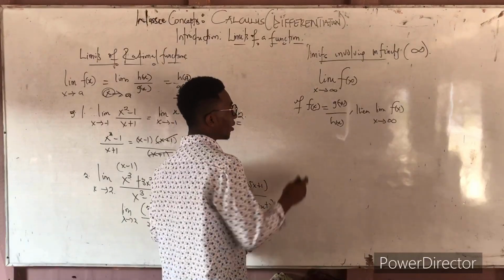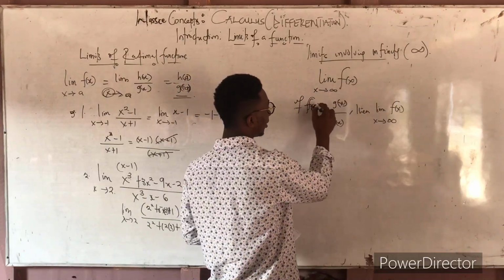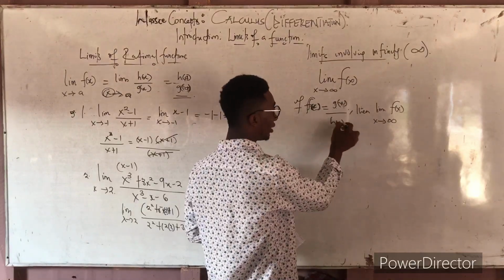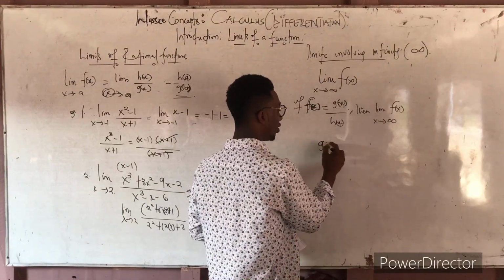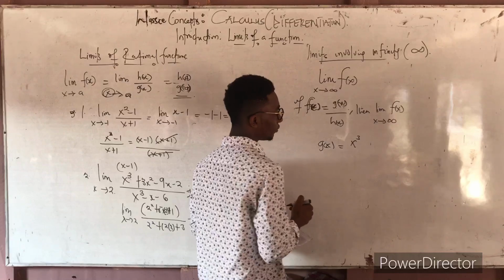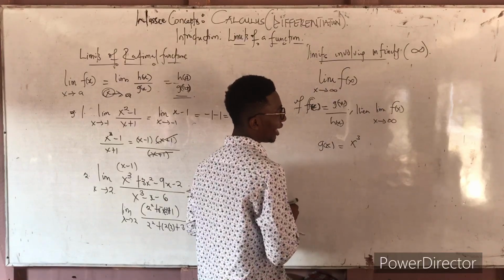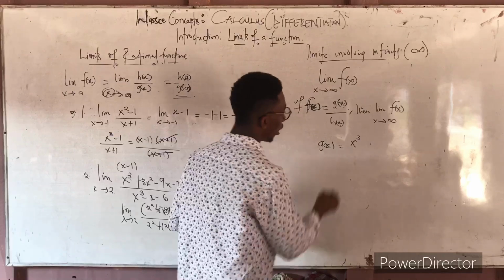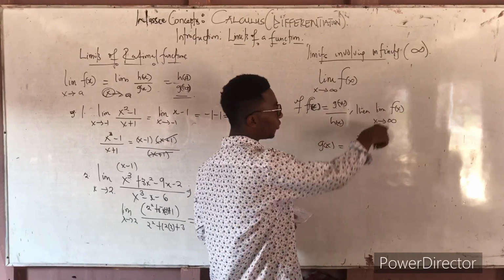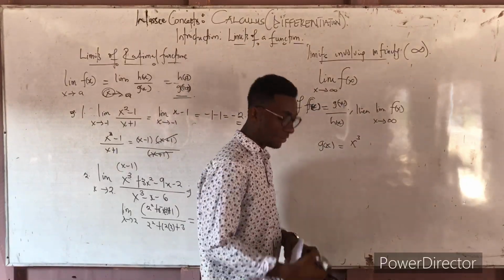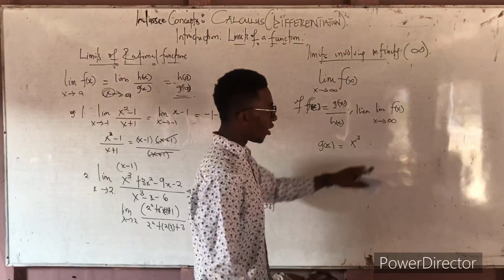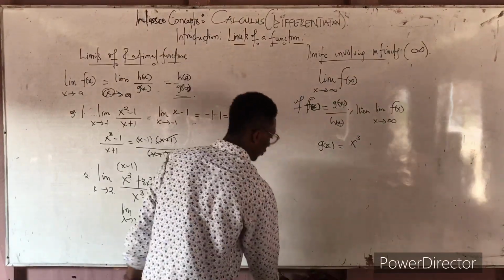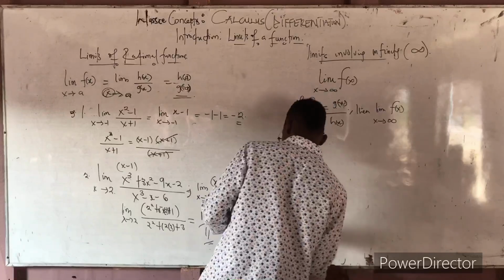So that is to say, if you find f of x that is equal to g of x over h of x, let's say the function has its highest degree as x cubed. Then you'll be dividing the whole function by what? x cubed. Are you getting it? Because the limit is approaching what? Infinity.